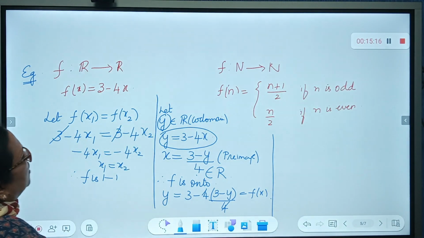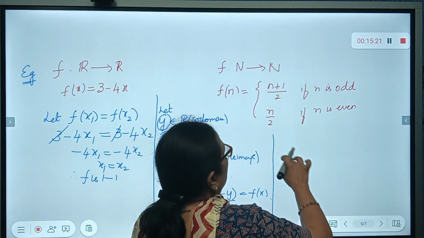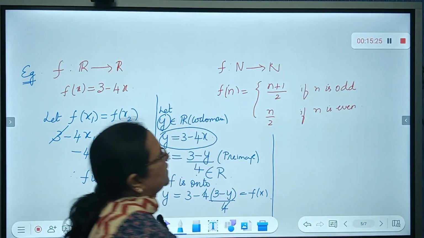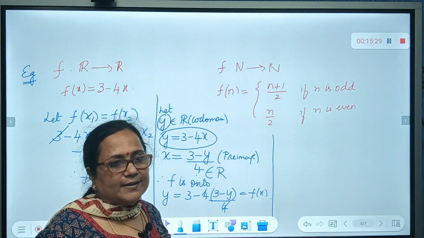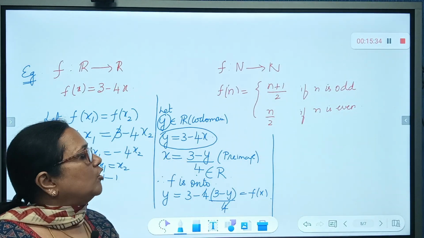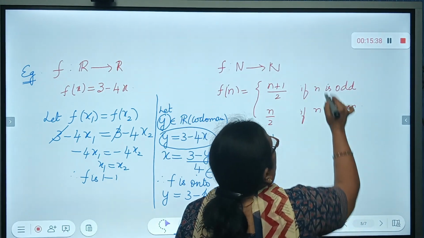Now look at this function. f is from N to N, where f of n is equal to (n plus 1) by 2 if n is odd, and n by 2 if n is even. Sometimes when you are given problems like this, you have to try values and check whether it is 1 to 1 or onto. Now here you are asked to check whether it is onto.